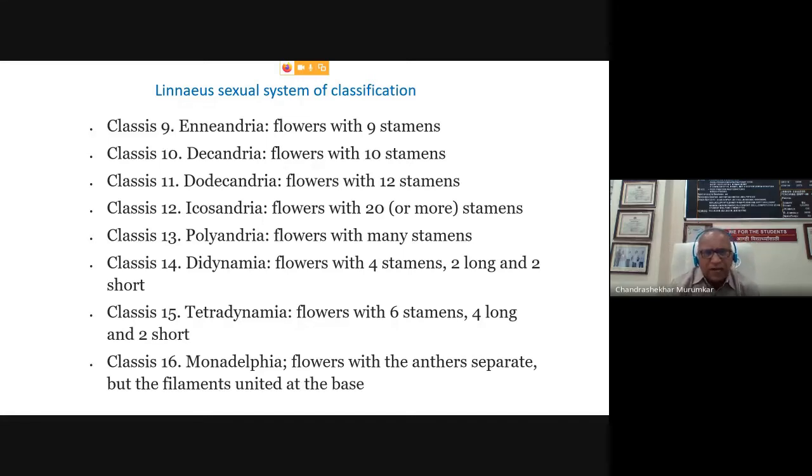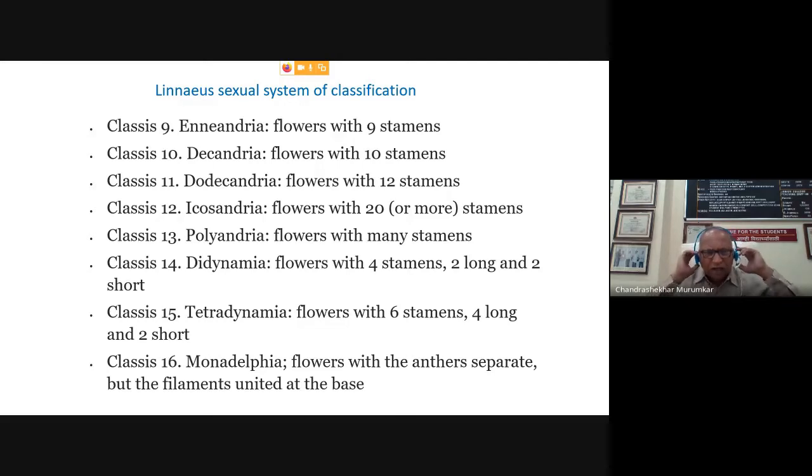Now class 11 he called Dodecandria, which contained flowers with a stamen number of 12. Then class 12 was Icosandria, where the flowers had more than 20 stamens. Then class 13 was Polyandria, where the stamen number was much higher than 20. Then class 14 was Didynamia, where 4 stamens are present, 2 long and 2 short. So the didynamous condition has been identified as a separate class.